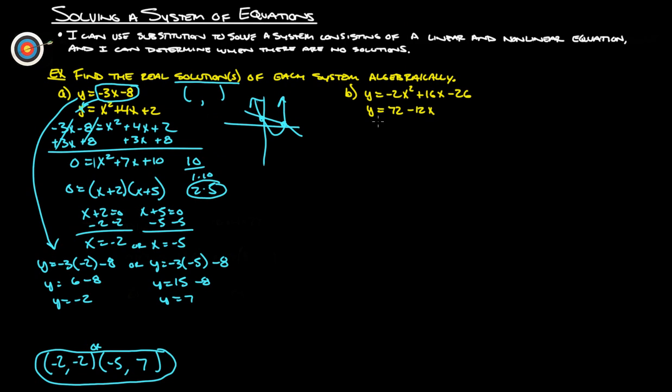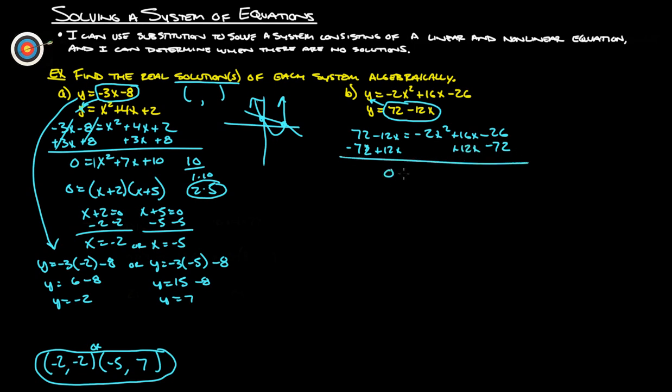All right, let's take a look at B here. Same idea. I'm going to take the smaller one, the linear one, and plug it in for that y right there. So we get 72 minus 12x equals negative 2x squared plus 16x minus 26. Let's get rid of that 72, and then let's get rid of that 12x. Over here we end up with 0 equals negative 2x squared, 16 and 12 gives us 28, plus 28x, and that is going to be 98.